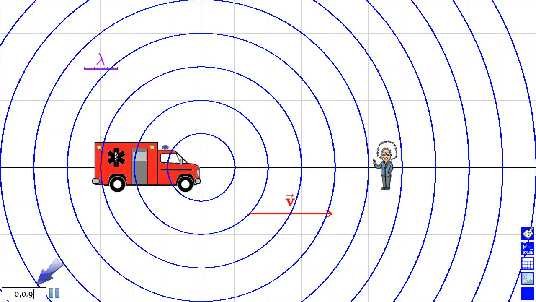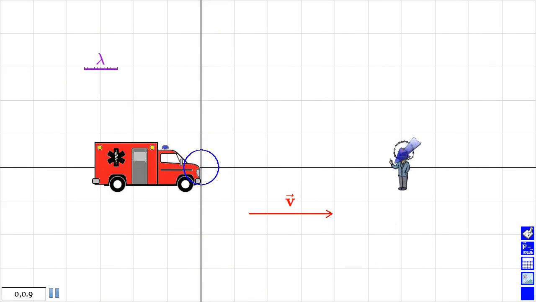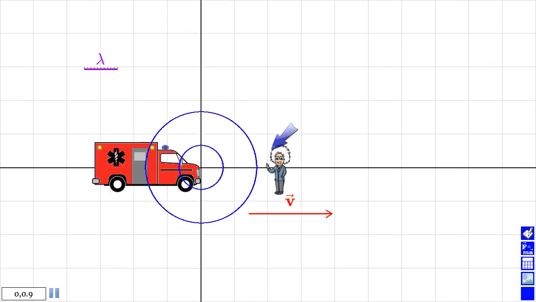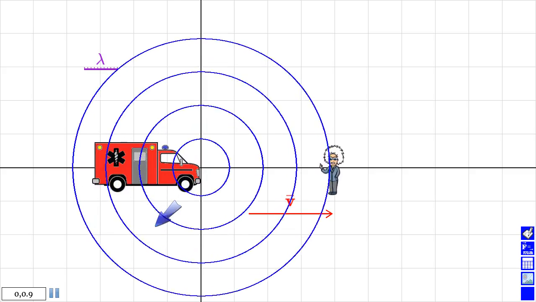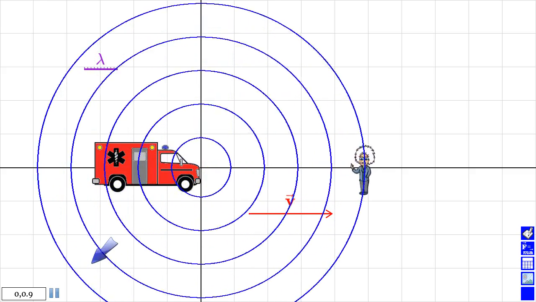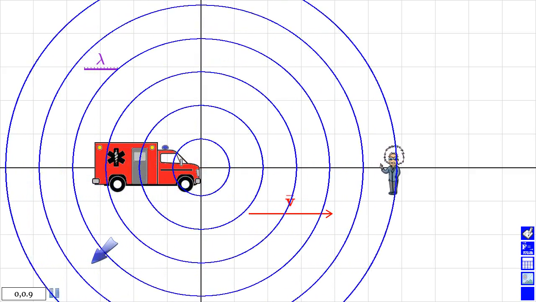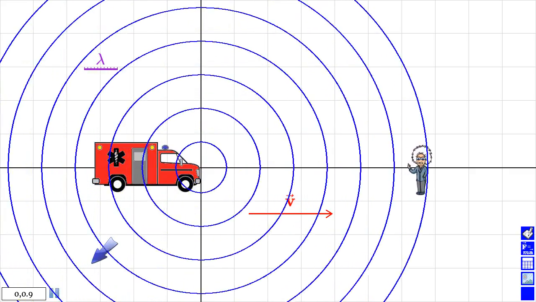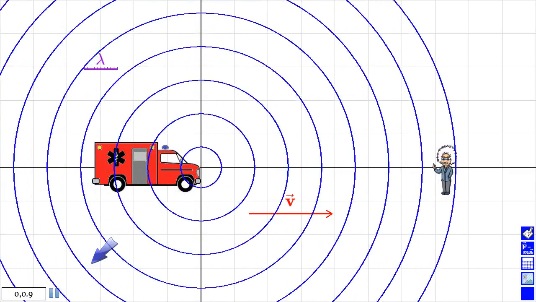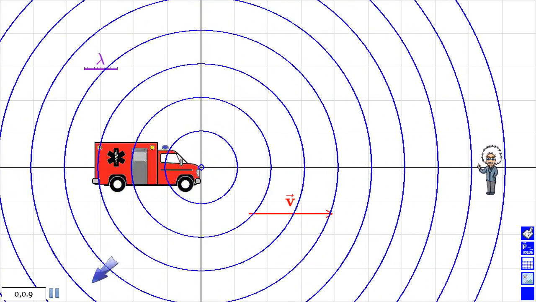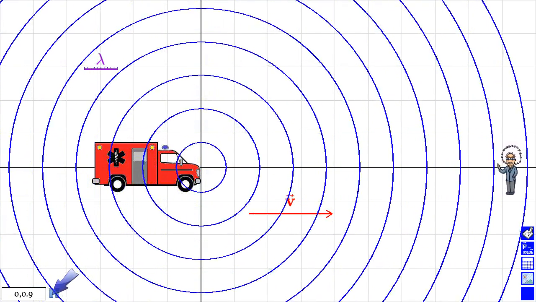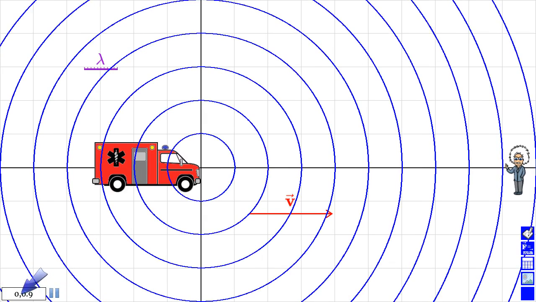Once one of the compressions reaches the observer, it's going to take a very long time for the next compression to reach him, due to the fact that he's moving at almost the same speed of the wave. So the period that the observer hears is going to be much longer than the actual period of the siren. On the other hand, if the observer is moving towards the source at a very high speed, he's going to cross those wave fronts very, very quickly. The time between compressions is going to be very, very short.